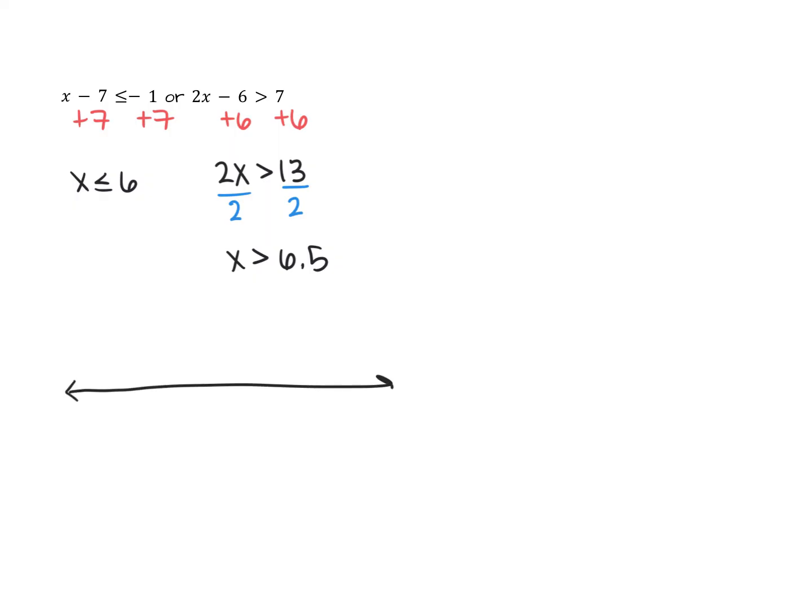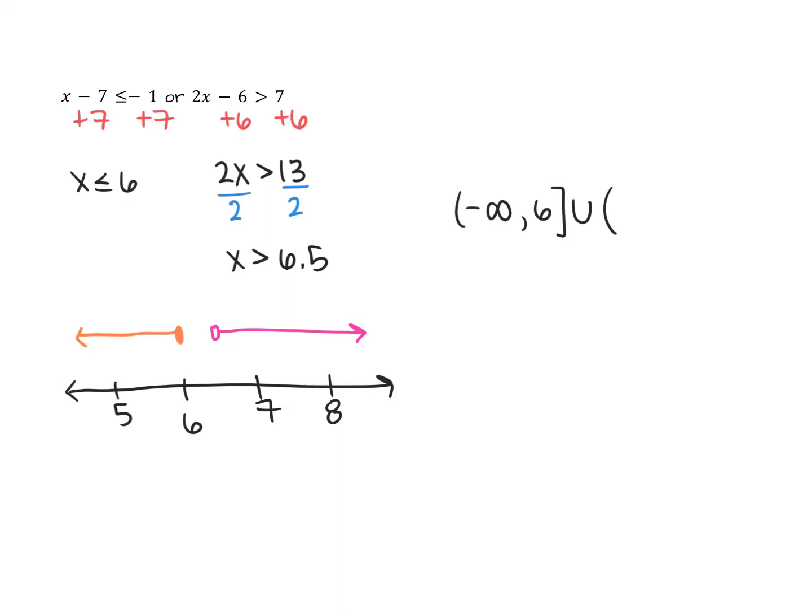So for our number line, we'll have 5, 6, 7, and then 8. Right. Everything less than or equal to 6, so closed circle at 6, less than is to the left. And then everything greater than 6.5, open circle at 6.5, everything to the right of that. So for my interval, we have negative infinity, comma 6 with our bracket, and then our union, and then parenthesis, 6.5, comma infinity.